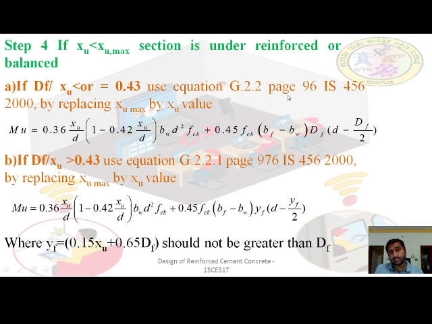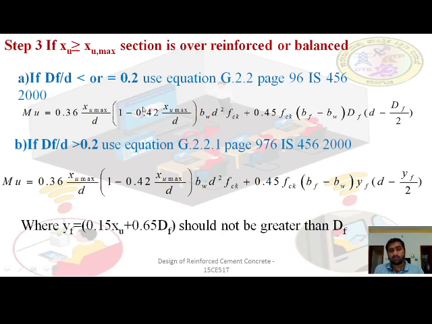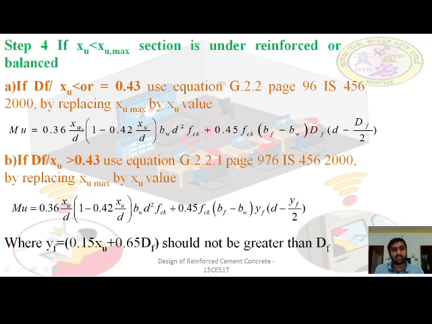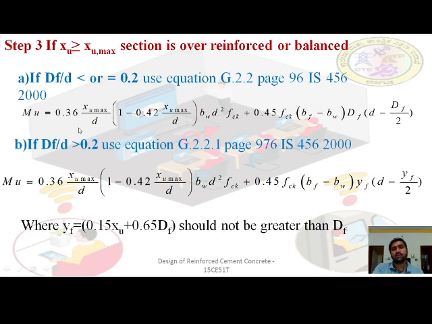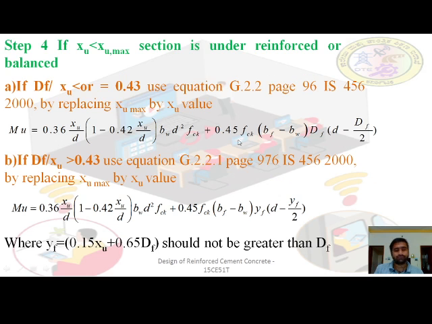Then we will use the same equation G 2.2 of page 96 IS 456. Here the same equation we are going to use, but XU max will be replaced by XU, that is the depth of the neutral axis. The rest of the formula will remain the same. So wherever XU max is there, replace it by XU.